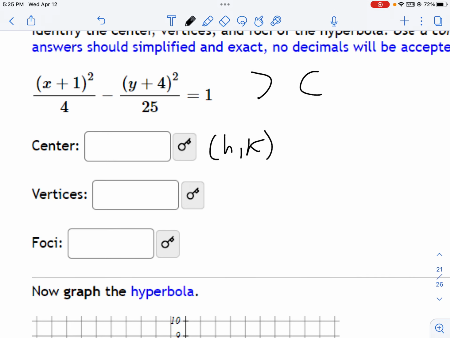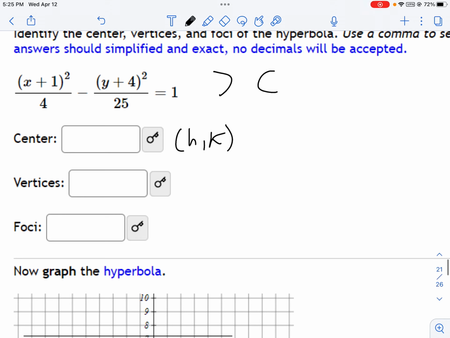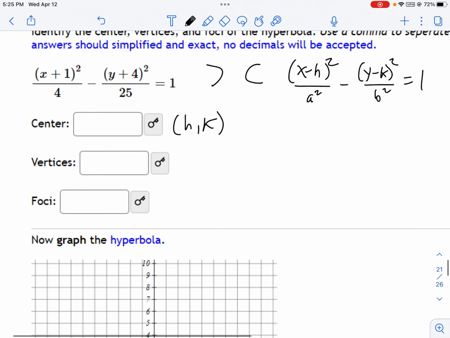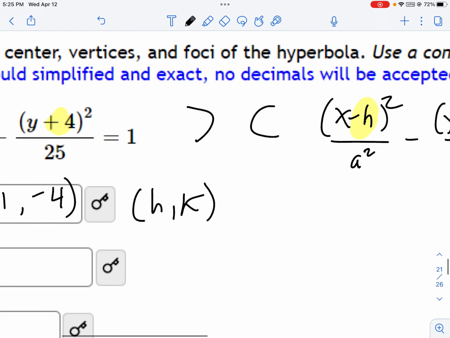Center is h comma k of your hyperbola. Now the general equation for a horizontal hyperbola is as follows. That'd be x minus h squared over a squared minus y minus k squared over b squared equals 1. Okay, so if we're looking for h and k, that's just the numbers being subtracted or added to your x and y values. So notice it is minus h and minus k though, meaning that you are using the opposite sign of what you see. So if we have plus 1, you'll be using minus 1. If you have plus 4, then it will be minus 4 inside the center. There you go.